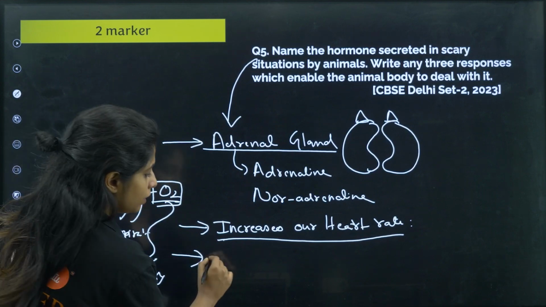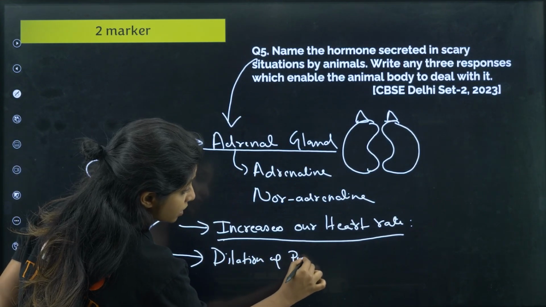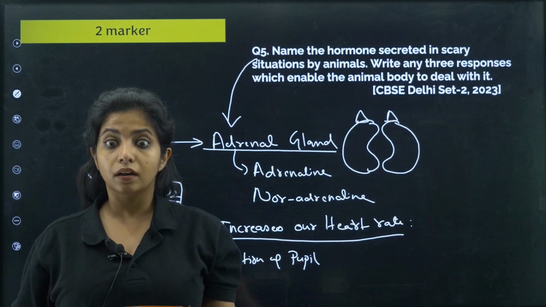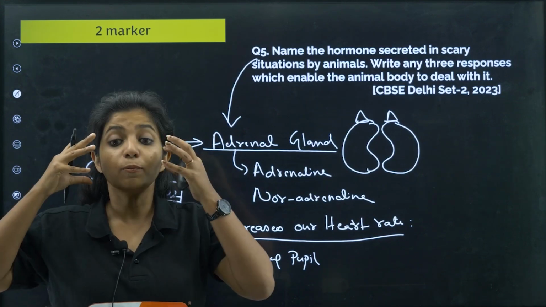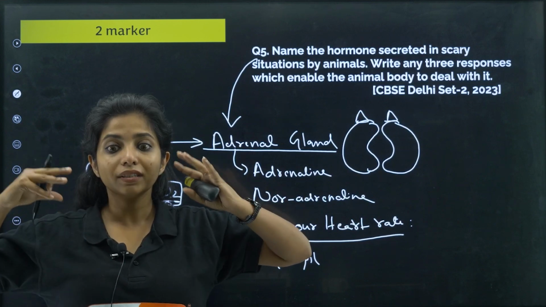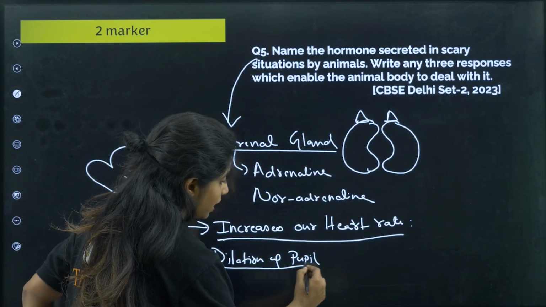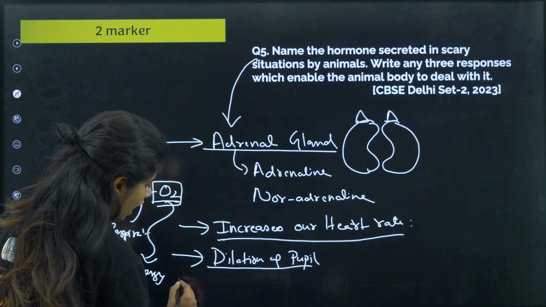Next thing, dilation of our pupil. So when we are scared, if you have seen, we go like this. Why? Because when your pupils are dilated, more amount of light gets in and you would be able to see things much more clearly. So that is one big reason. Dilation of pupil is there. Then you have some more other things.